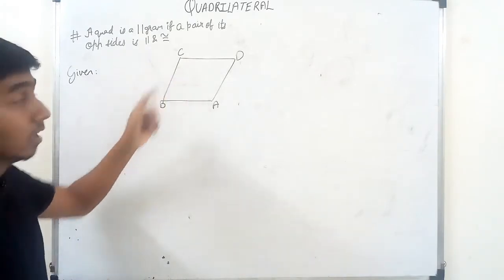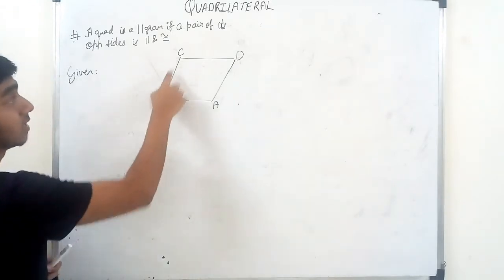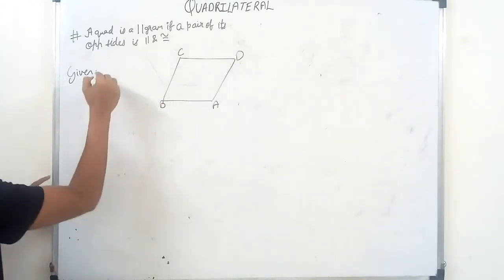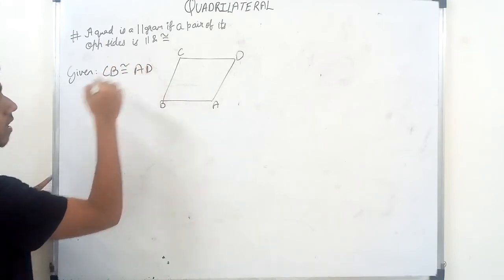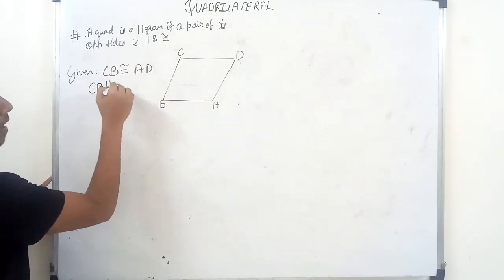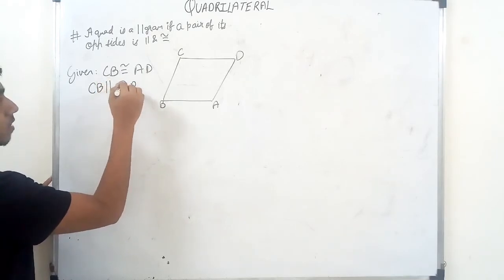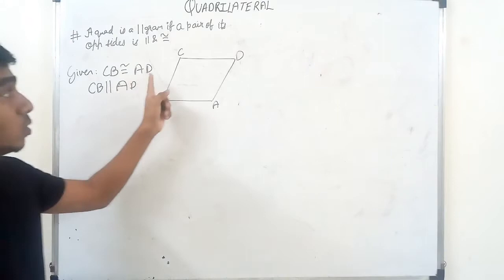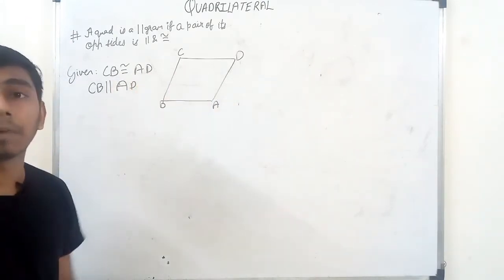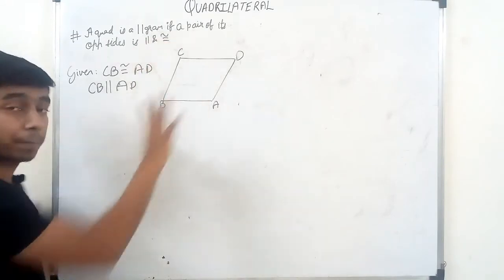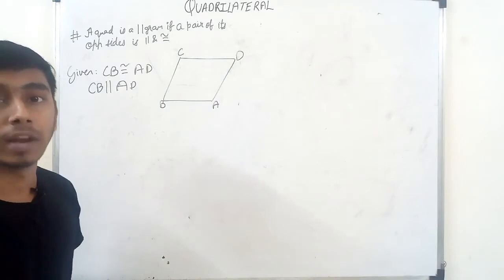What is given here? Any one pair of opposite sides you have to consider first. So let's consider CB and AD. We'll say CB is congruent to AD and CB is parallel to AD. So one pair we have considered, they are congruent as well as parallel. If that is happening, then we have to show that this is a parallelogram.